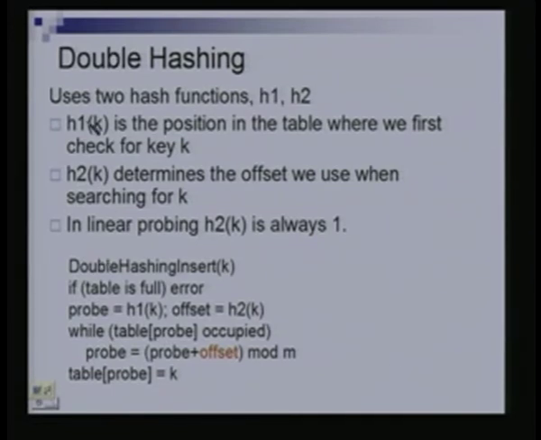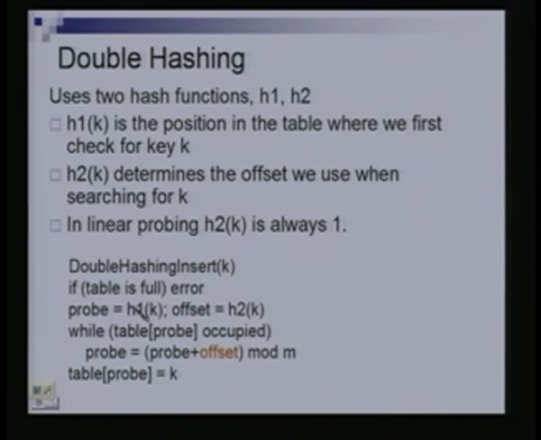The value of h1 gives me the first position where I am going to look for that key k. And then h2 of k will tell me the offset from the first position where I am going to look again for the key k. So let's look at this piece of code. Probe is set to h1 of k, so that's the first position I look at, and offset is set to h2 of k.